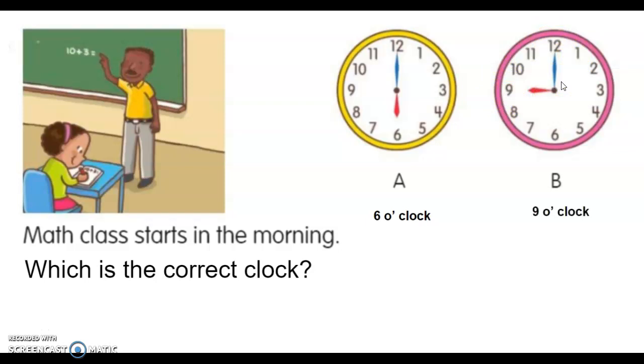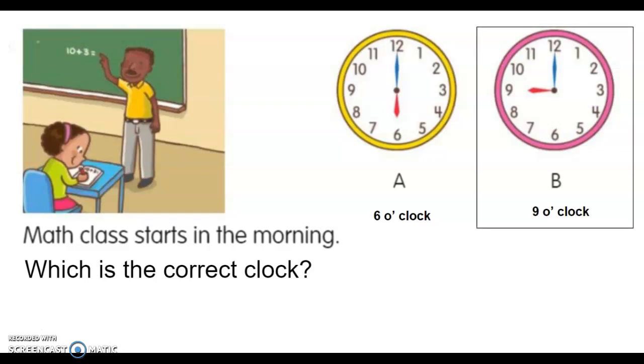So let's think. Clock A says 6 o'clock, clock B says 9 o'clock. So which time would you have math class in the morning? At 6 o'clock in the morning or at 9 o'clock in the morning? Well, 6 o'clock is probably before you even wake up. So we know that 6 o'clock is not correct. 9 o'clock is the correct clock. Math class starts in the morning at 9 o'clock.